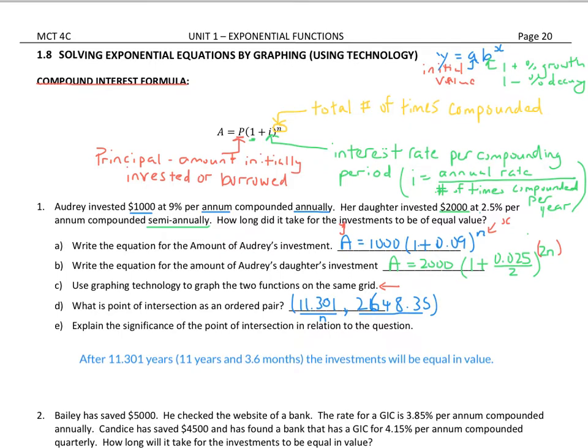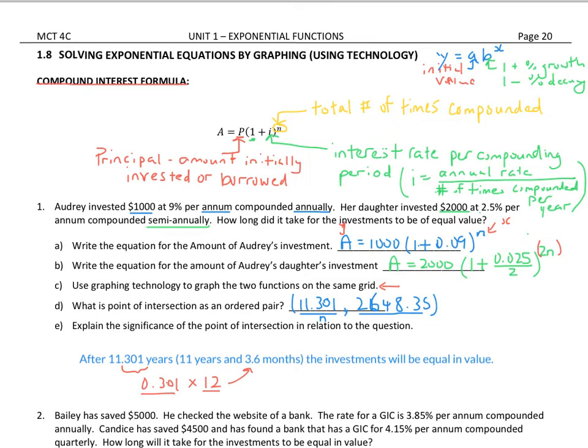And if you're wondering how I got the 3.6 months, what I did is I took the decimal part, 0.301, and I multiplied that by 12, since there's 12 months in one full year. So I want this decimal amount of the 12 months, and that gave me my 3.6 months. So just a little over 3.5 months. A little less than 4 months.